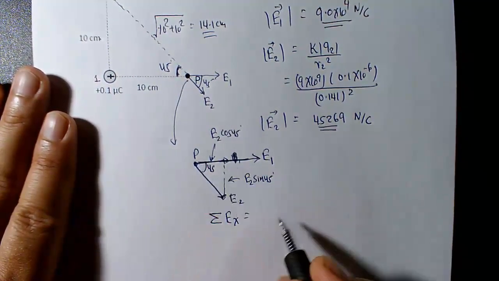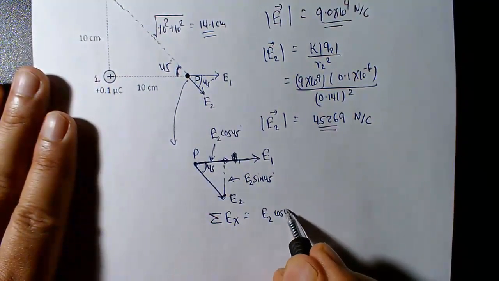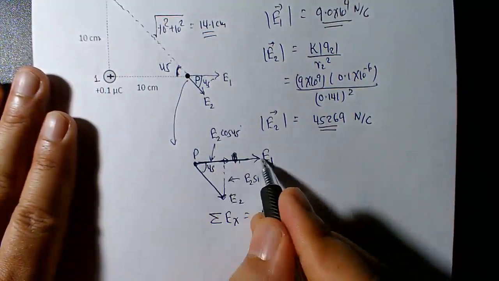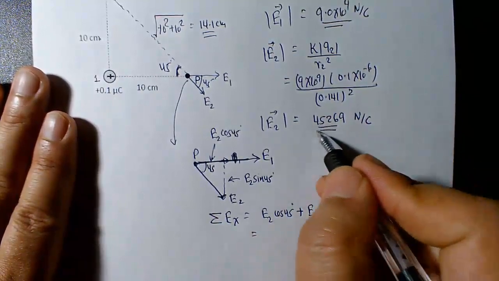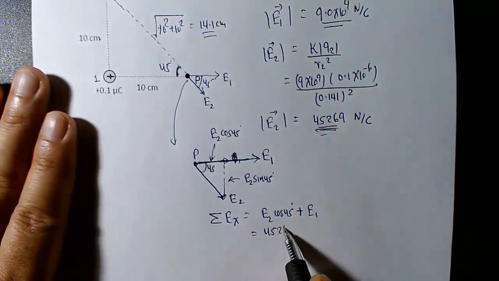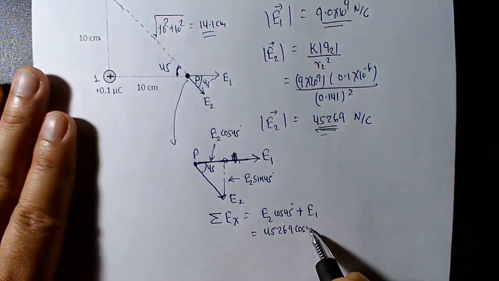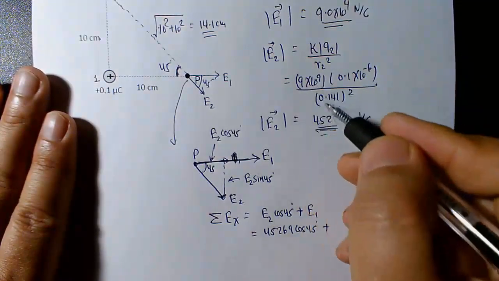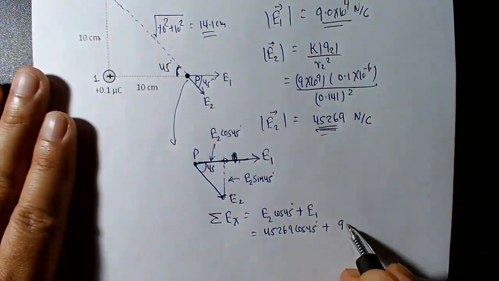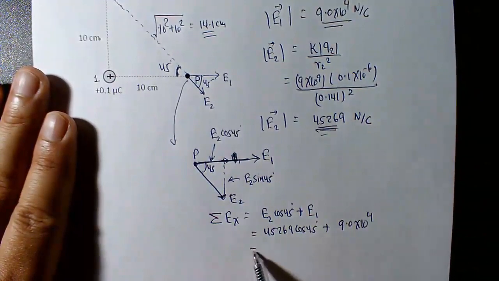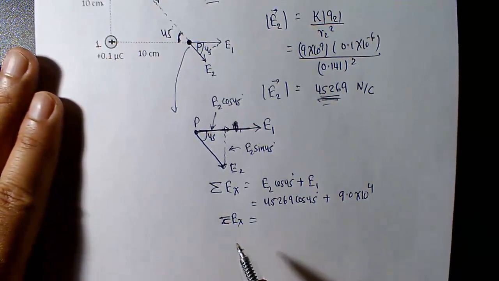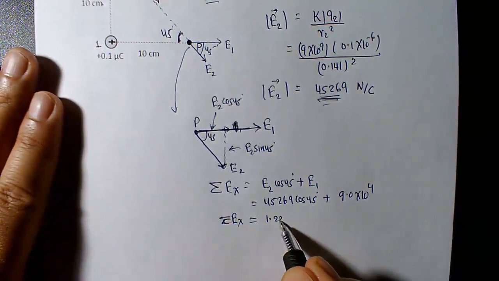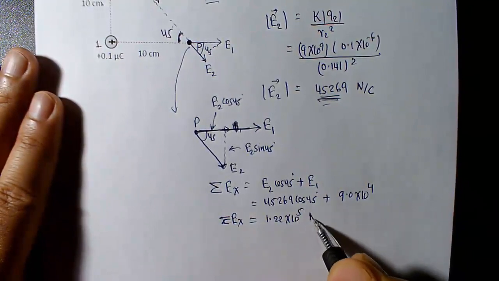In the x direction, what's the sum? Both E2 cos 45 plus E1, because it's in the same direction, and put in the numbers. E2 magnitude is 45,269 cos 45. E1 is 90,000. That's the sum of the electric field in the x direction, and if you calculate that, it's going to be 1.22 times 10 to the power fifth newtons per coulomb.